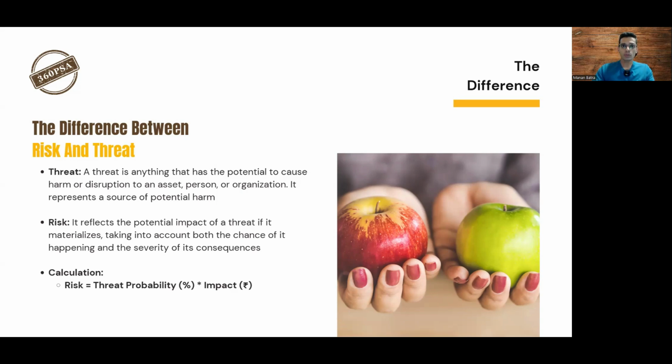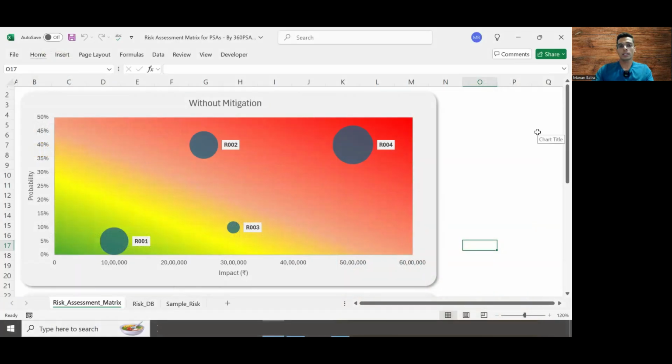So now we'll jump into the risk assessment matrix. This is how your risk assessment matrix looks. On the y-axis, you have the probability or the likelihood of a threat materializing. And on the x-axis, you have the impact that the threat will have once it materializes. The bubbles that you see here represent the risks. In this example, we can see there are 4 risks currently depicted on this risk assessment matrix. What do the color shadings mean? Green means that the level of risk is low, and red means that the level of risk is high.